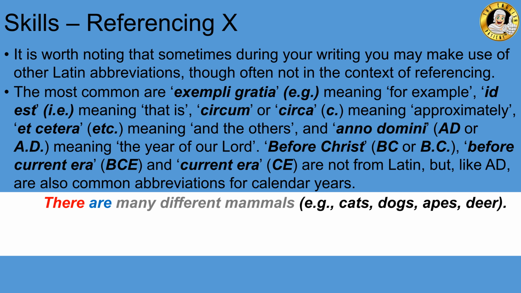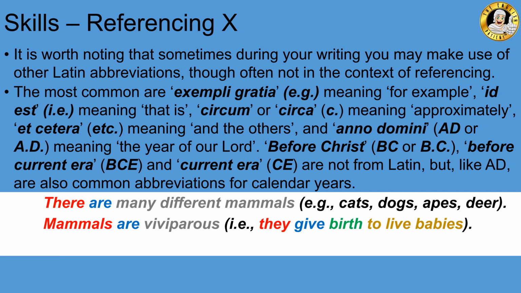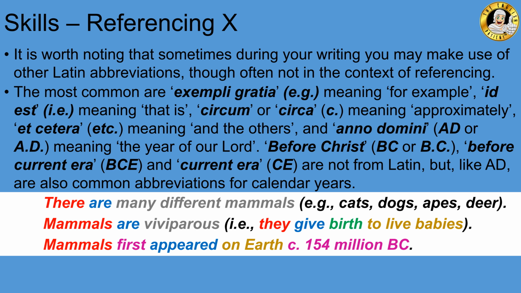So there are many different mammals. For example, e.g., cats, dogs, apes, deer. Mammals are viviparous, which means, i.e., that means they give birth to live babies. Green is object, and the slightly dark yellow there means it's a prepositional phrase. Mammals first appeared on Earth circa 154 million BC. So approximately 154 million BC, before Christ.